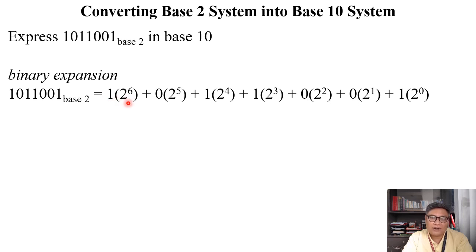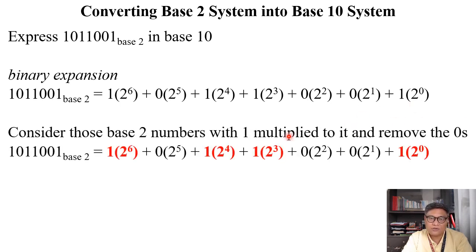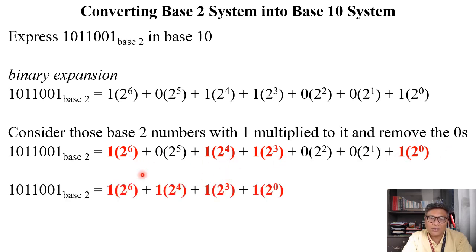Then multiply now these digits, 1011001, by your binary digits, starting off with 2 raised to 6, 2 raised to 5, 2 raised to 4 until 2 raised to 0. Then only consider those base 2 numbers that have 1 as a multiplier. You just remove those zeros. So concentrate only on the red ones here because those are the only numbers that will give us non-zero results.